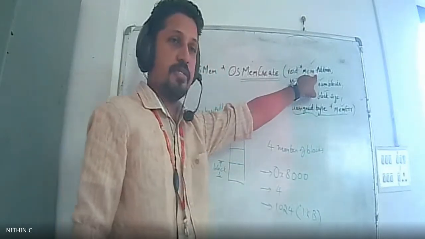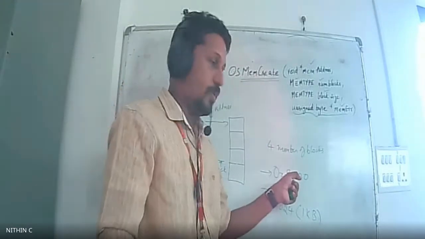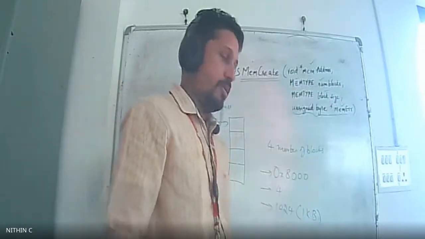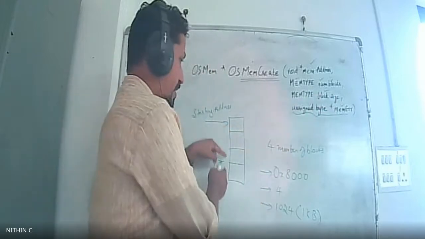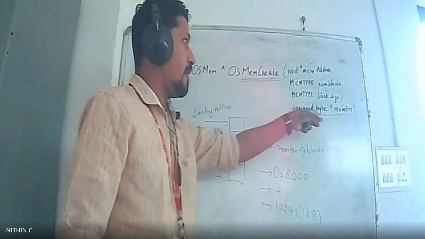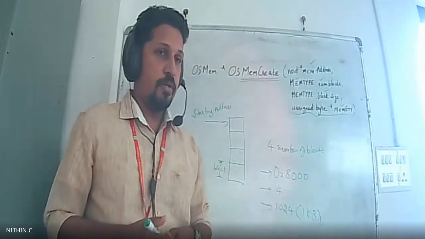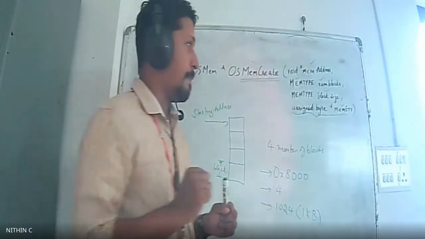So these are the 4 parameters. First, we need to mention the starting address. You can mention it like this if we are dealing with a 16-bit memory. Then the number of blocks, which I mentioned as 4. Then the block size, the size of each block, which I mentioned as 1 KB or 1024. And the last is the address where the error codes will be stored. This is how you explain the memory create function.